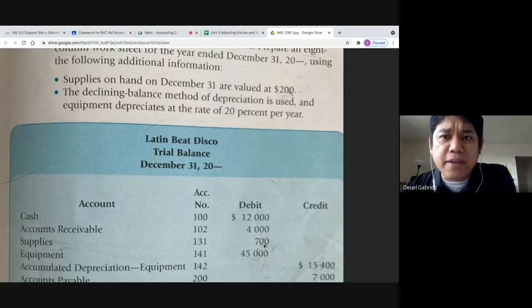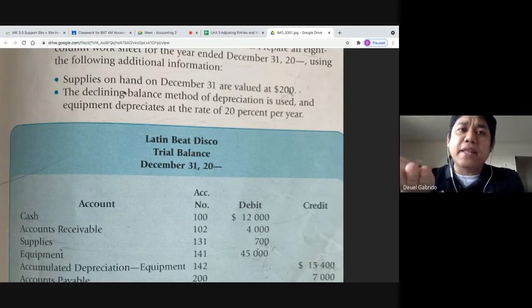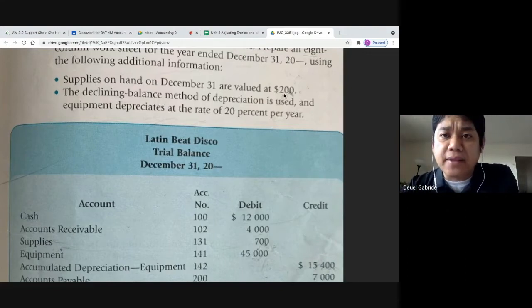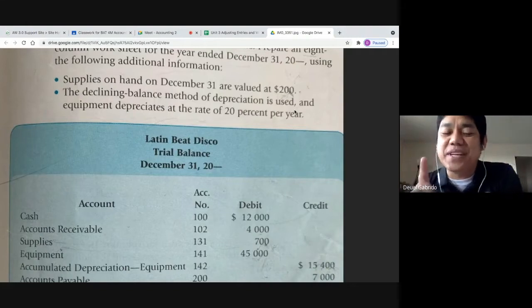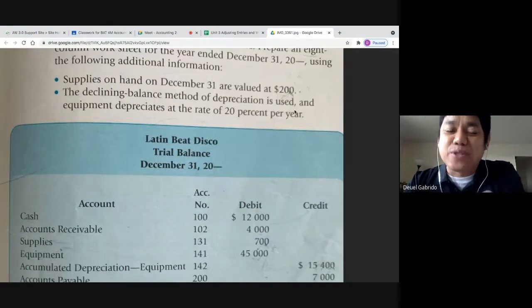We purchased 700, but at the end of the year, what is left on hand is 200. What happened? Maybe return. Did we return something, guys? Consume 500. Okay, so instead of return, the word is that we consumed 500 of it.